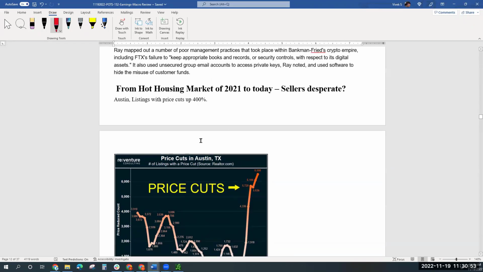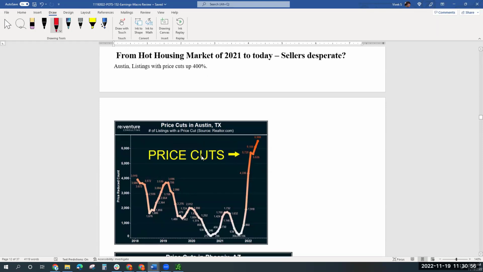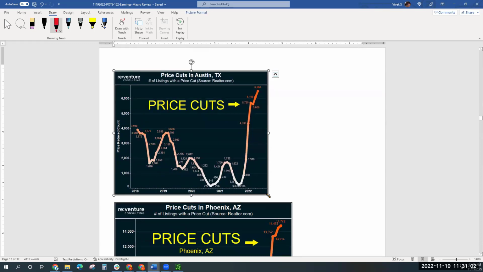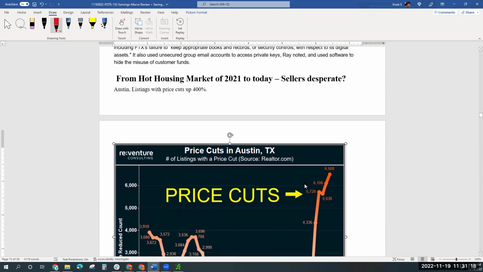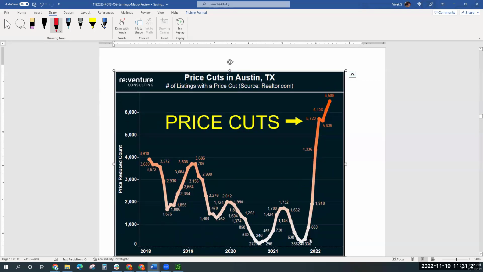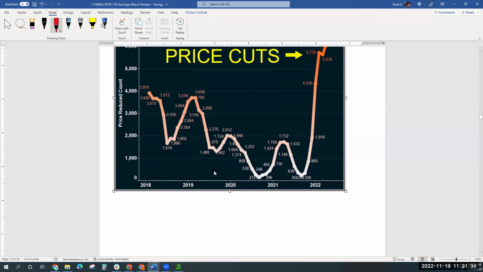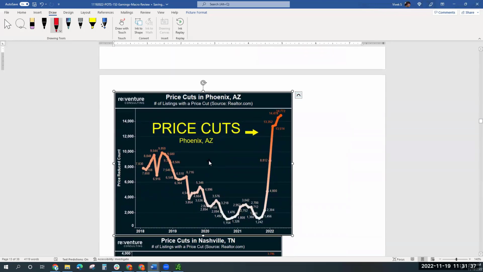We're talking about housing, mortgage rates. So some scary charts. These are the charts, not of the housing prices, but the price cuts, right? Price cuts in Austin, Texas. These are charts from some of the hottest markets of 2020 and 2021. The number of houses on which the prices were cut is up almost 400% in 2022, from almost 860 to now 6,000 houses that have reduced the prices after initially listing.